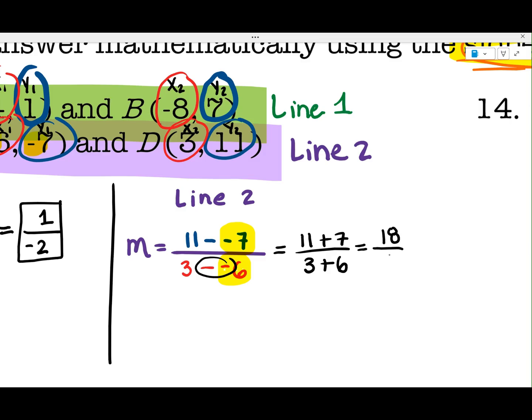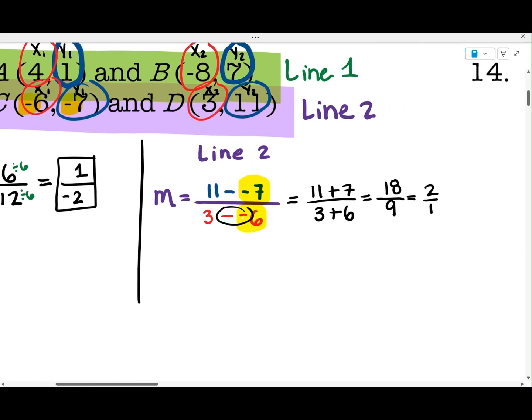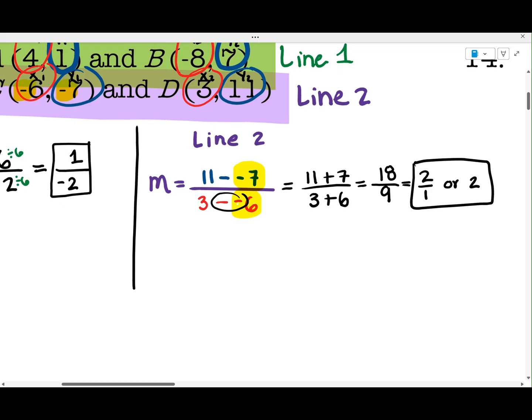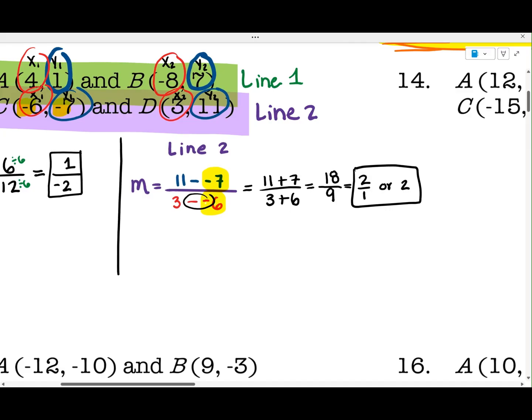So we just do our calculations here. We get 18 over 9 at the bottom. We simplify it. This fraction is going to become a whole number. But because we're comparing the slopes, I'm going to leave it as a fraction. So I'm going to put it as 2 over 1. Or, like I said, it turns into a whole number, so we can leave it as 2 as well.